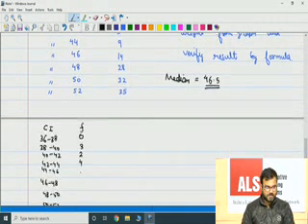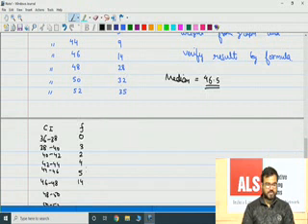Similarly, 9 and 14, we have to take the difference. Then 14 and 28, the difference. 28 to 32, which is 4, and 32 to 35, which is 3. So in the last, we are getting 3. So this is the frequency.